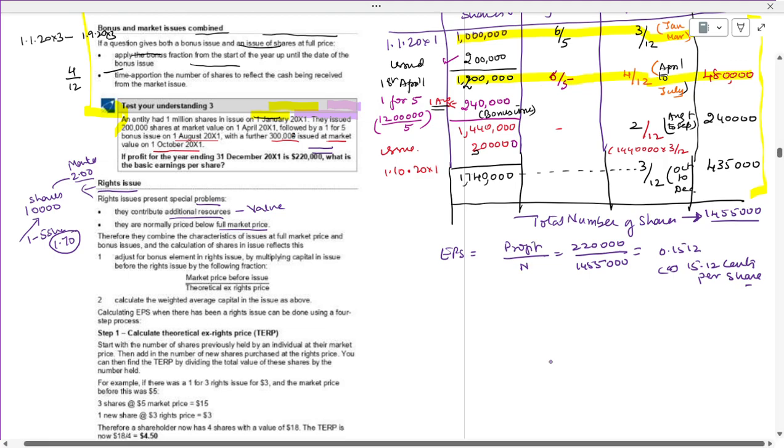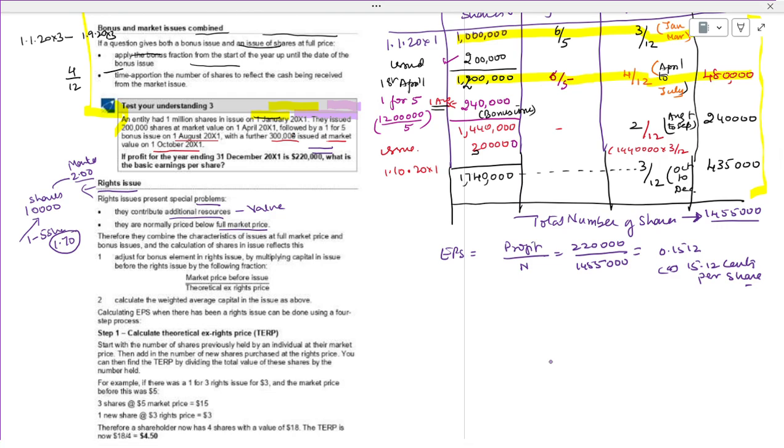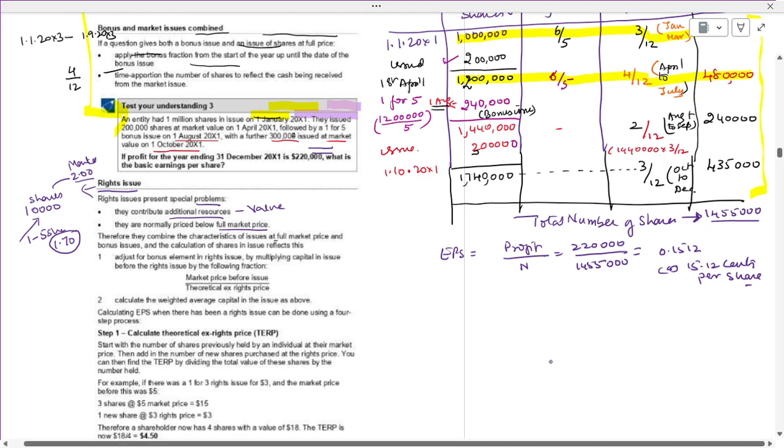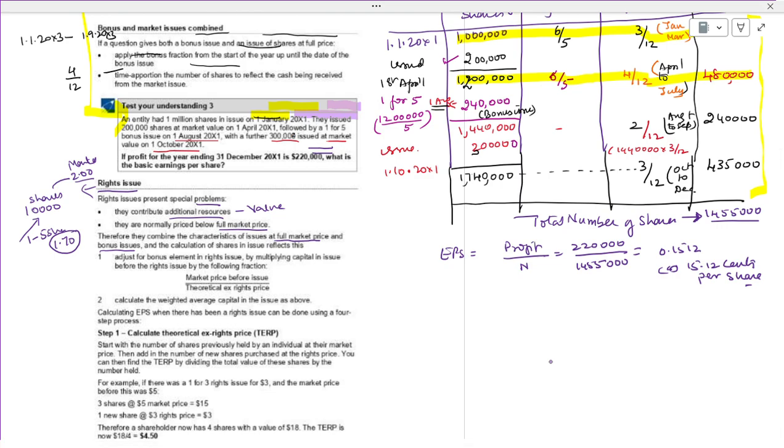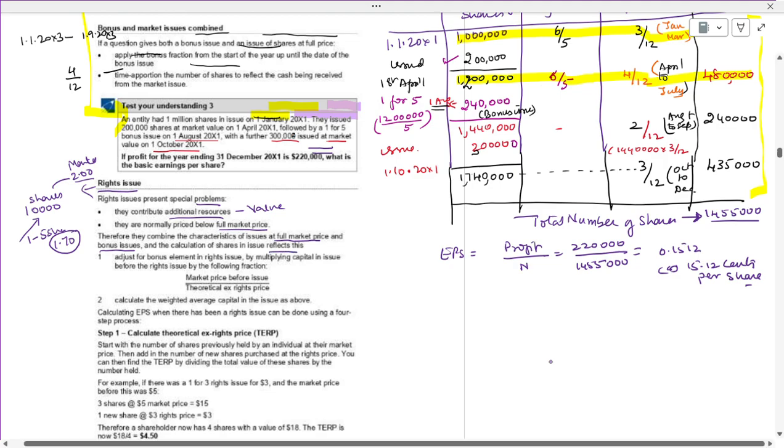Existing shareholders have the right. They can purchase, they cannot purchase, but they have the right. If you have 5 shares, you are eligible to purchase 1 share. Therefore, the combined characteristics of a full market price rights issue and a bonus issue will be reflected here.